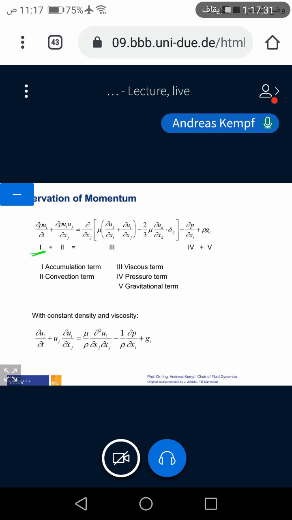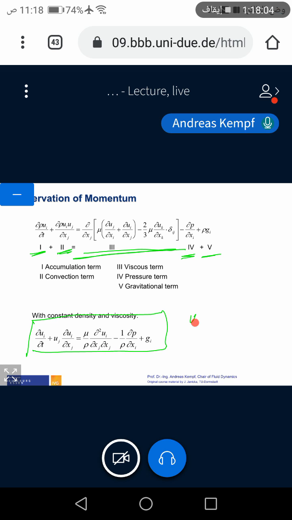For momentum, we can write a similar equation for accumulation. So the change of momentum at a point results from the convection, so how much momentum is shifted to this point. Viscous forces, or for constant density, it's actually just diffusion. Gradient of pressure, because the momentum at a point will be changed and increased if we have a higher pressure on one side than on the other side. And here a gravitational term. And if we apply constant density and viscosity, we get the simplified form.